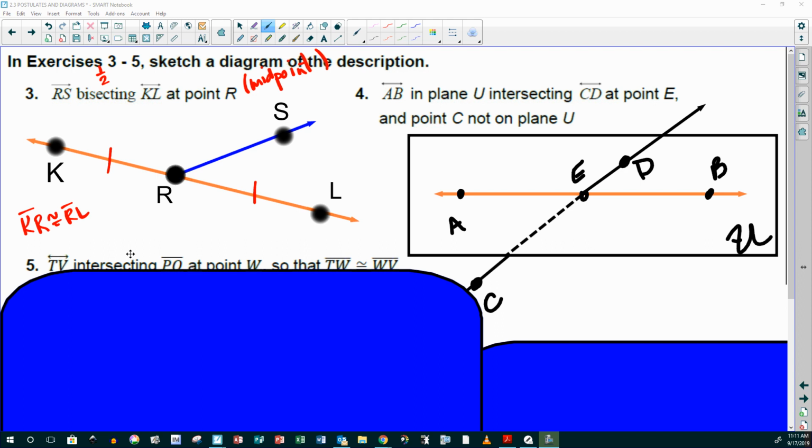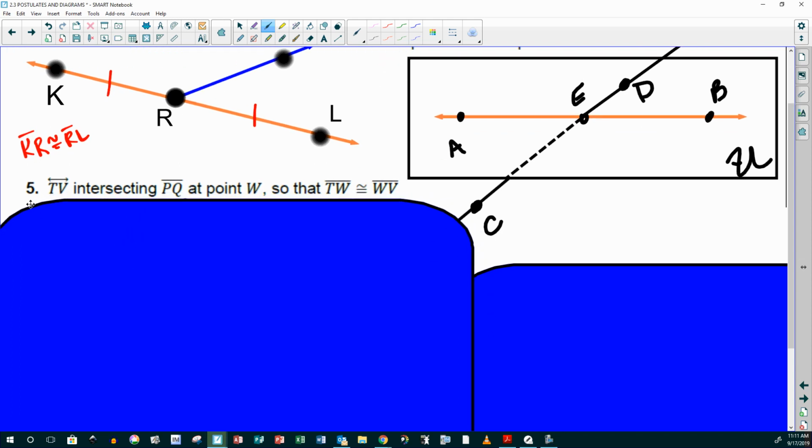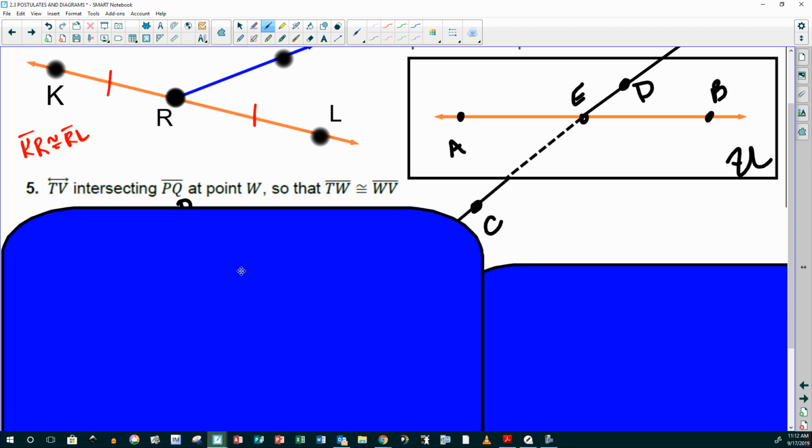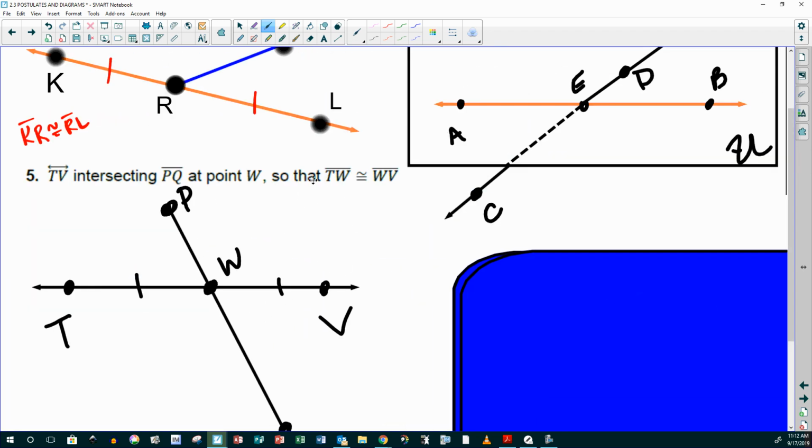All right, the next one says that I have a line that's intersecting a segment at a point. That point has to be the midpoint because 2 things are equal to each other, right? So then if TW is congruent to WV, then that means W is on TV. So the segment PQ has to go through that. So you have to think about, what are they giving me? What do I have to work with? And then create your sketch from that information. So you have to pay attention to congruent signs, bisecting words, and things like that.